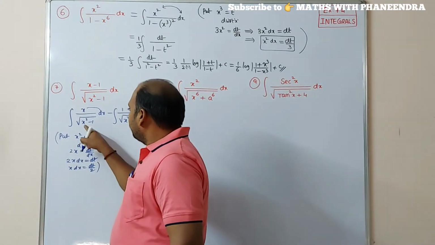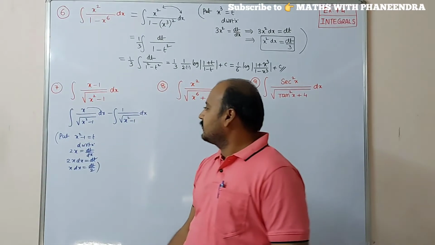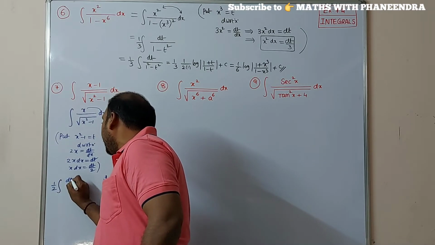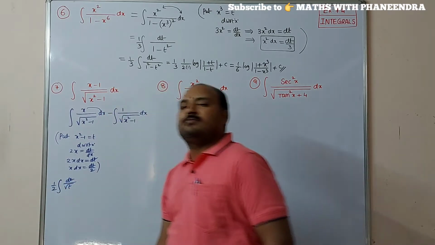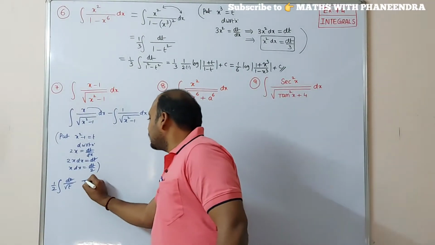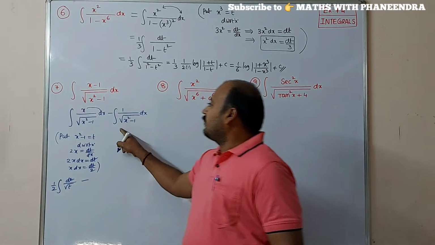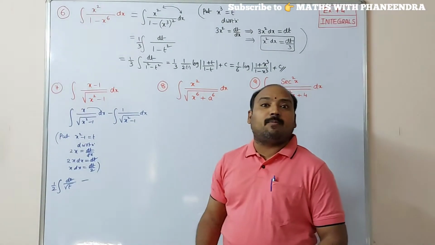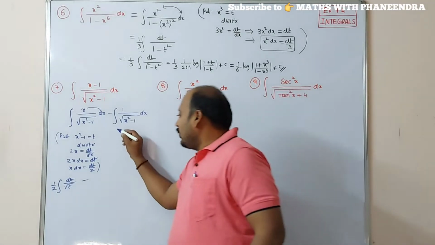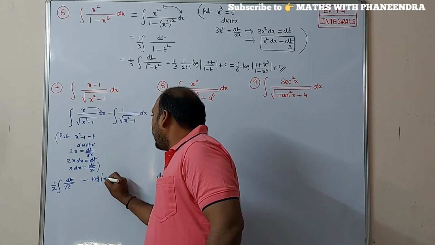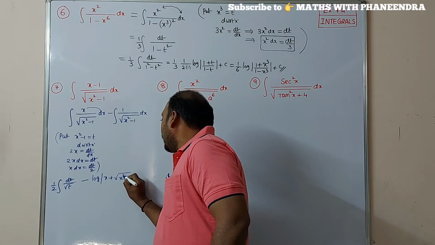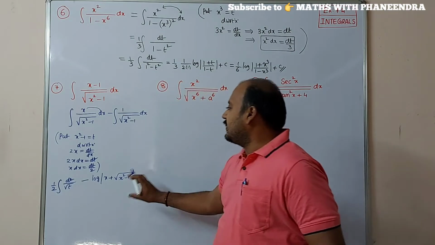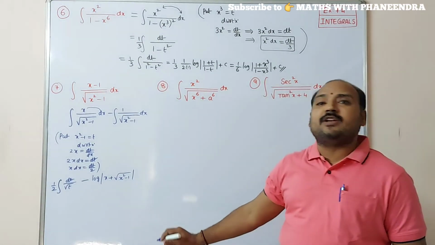So this value is t. Integral, this x dx value is dt by 2, means 1 by 2 into dt by root t, minus integral 1 by square root of x square minus 1, and 1 by root of x square minus a square. So we can write directly log mod x plus root over x square minus 1. Generally it is cos h inverse x.